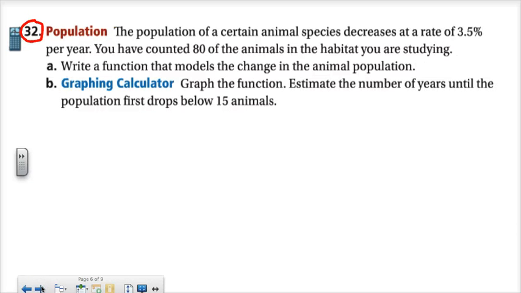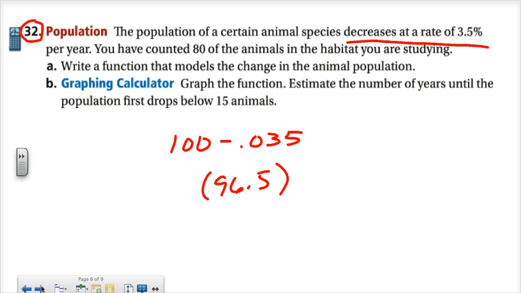Then, number 32, the population of a certain animal species decreases at a rate of 3.5% per year. So you have that 100%, but you have to subtract that 3.5% each year. So this is not growth, this is going to be decay. So the figure we're going to get for that growth rate is actually a decay rate, which is 96.5%. We've got 100%, and we're going to subtract that little 3.5%.